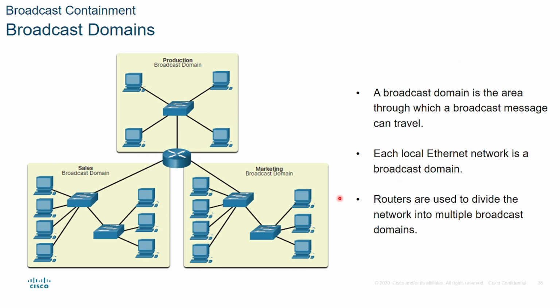Now there's something called a broadcast domain. A broadcast domain is the area through which a broadcast message can travel. Each local Ethernet network is a broadcast domain. Routers are used to divide the network into multiple broadcast domains.